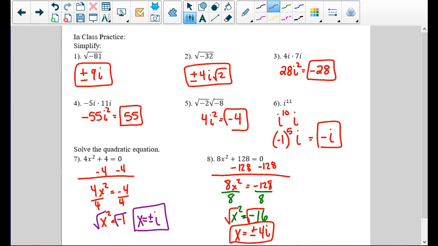Okay, there's all your answers for the in-class practice problems that you hopefully tried on your own. Again, if you have any questions on why you missed something, or can't figure out what happened, let me know. We'll try and figure it out together. Take a look at your work and see what you did wrong there.